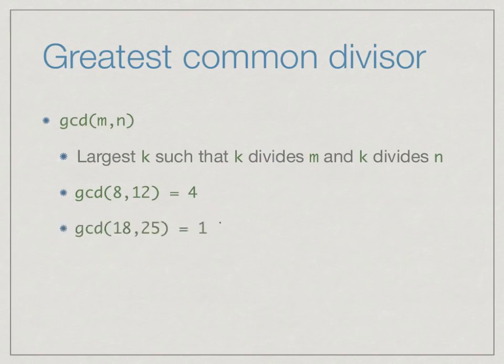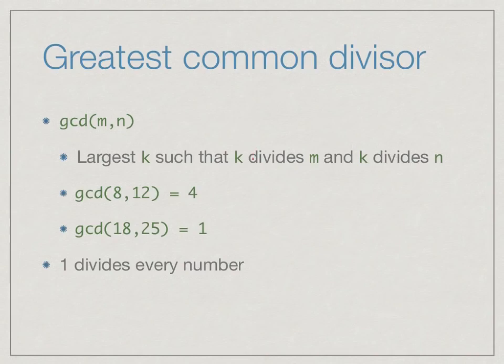What about 18 and 25? 25 is 5 by 5, so it has only one divisor other than 1 and 25, which is 5, and 5 is not a divisor of 18. But fortunately, 1 is a divisor of 18, so we can say that GCD of 18 and 25 is 1. There is no number bigger than 1 that divides both 18 and 25.